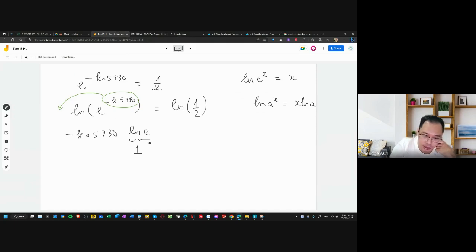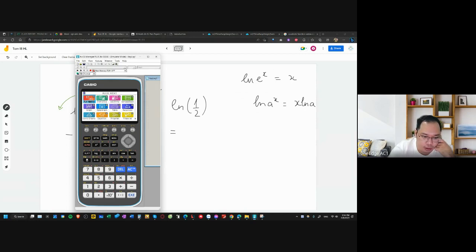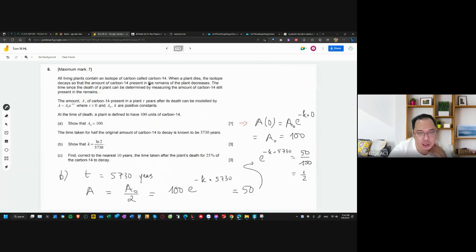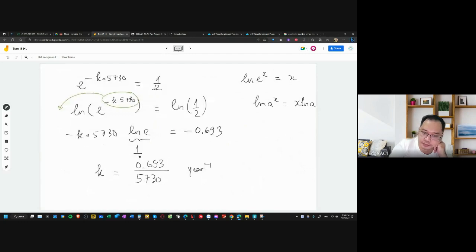ln e is 1. And for ln of 1/2, use a calculator to calculate that. ln of 0.5 is supposed to be a negative value: minus 0.693. And therefore k is minus divided by minus, which is positive, 0.693 over 5,730 years to the power minus 1. This is the final answer. Anyway, this is the value.